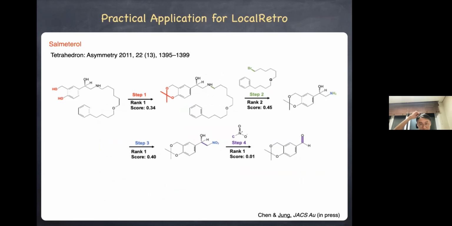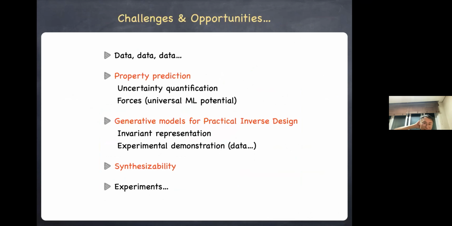So you can apply the same retrosynthesis model and predict the reaction pathways applying the method. I've talked about three different aspects: property predictions, exploring the chemical space, and synthesizability predictions, all using machine learning.